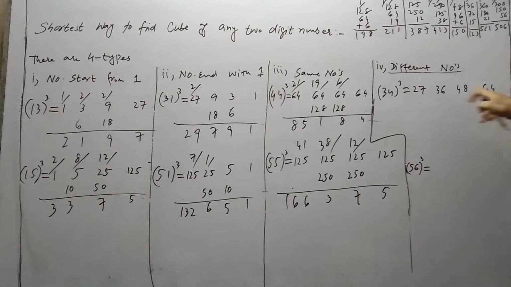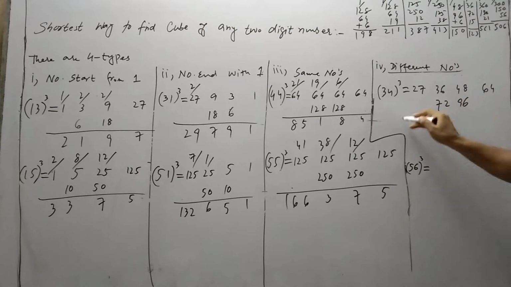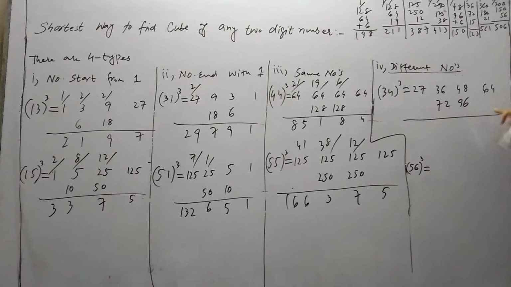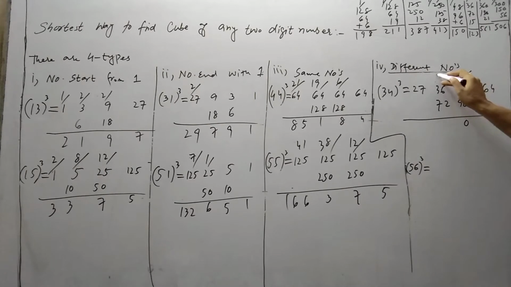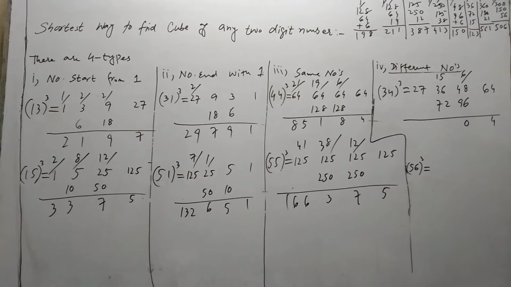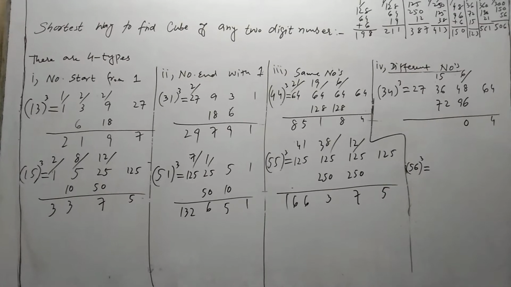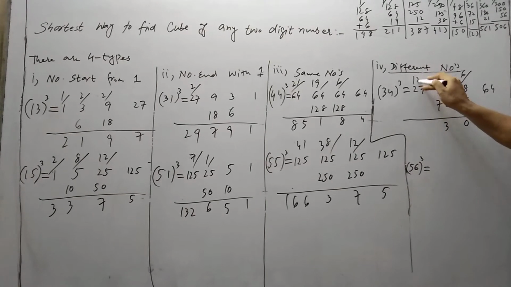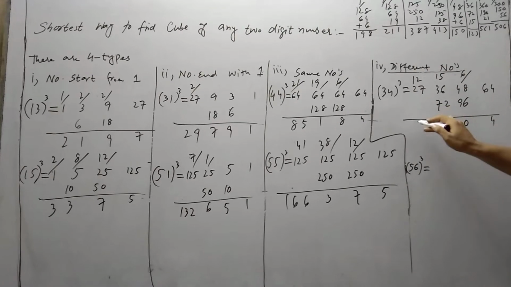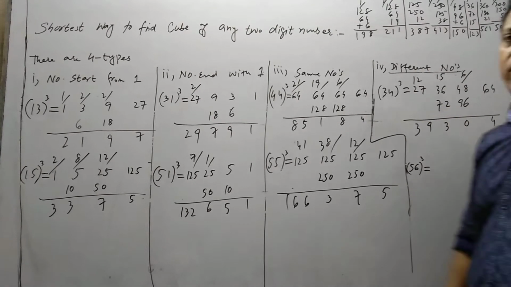First digit left, last digit left. Double these two: 48 twos are 96, 36 twos are 72. Add them. 64 plus 0 is 64, but you have to write just 4 and carry 6 over here. Now add 96, 48 and 6: 150, 0, carry 15. 36 plus 72 plus 15 is 123, 3. 7 plus 2 is 9, 2 plus 1 is 3. So 39304 is the cube.